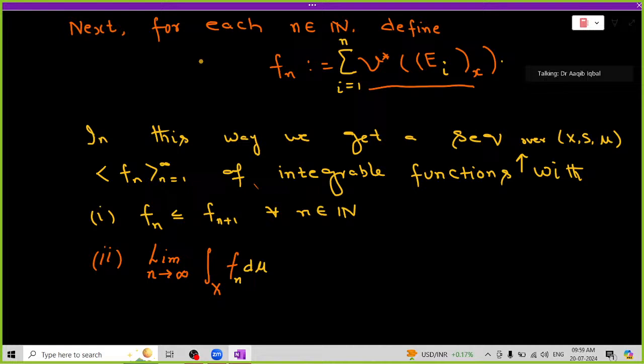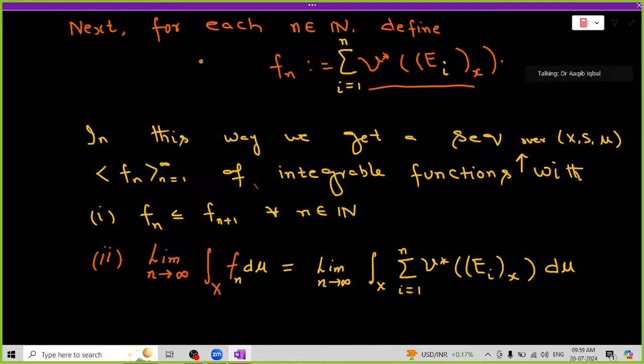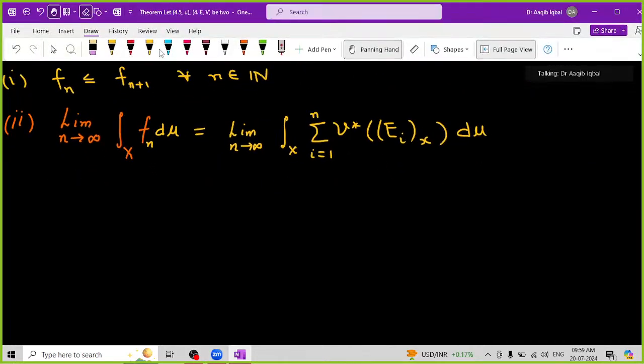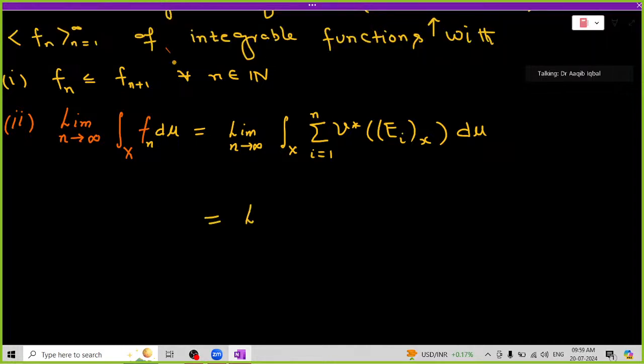अब limit n goes to infinity integral over x fn d mu. Now we'll examine this. लिमिट हम ऐसे ही रखेंगे, इसको हम कुछ नहीं करेंगे. We'll first consider the integral. So that's integral over x. What is fn? Fn is the finite sum, summation I runs from 1 to n nu star of the x section of e sub I, d mu. Now using the linearity, because it's a finite sum, it's integral of finite sum. Limit फिलहाल ऐसे ही है, we are not going into the limit as of now.